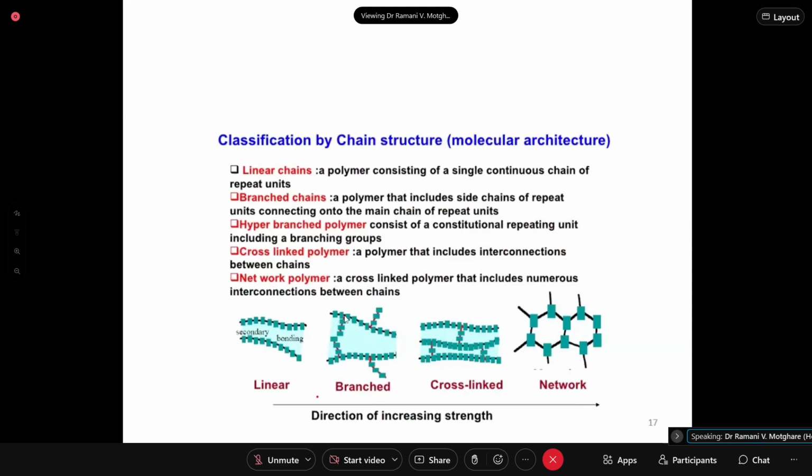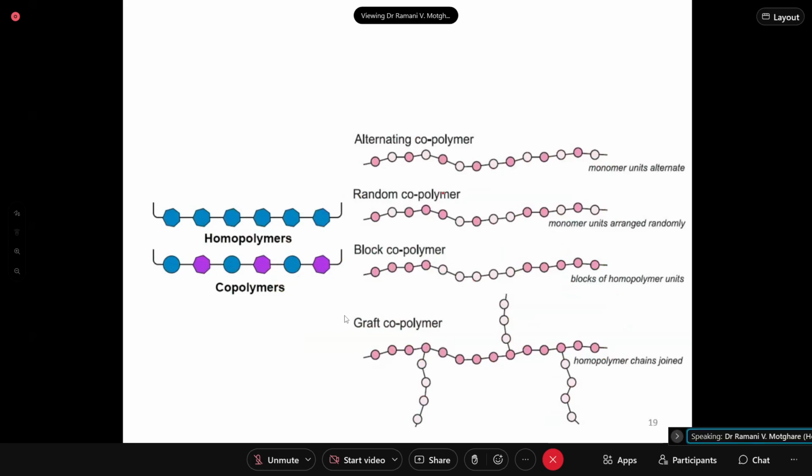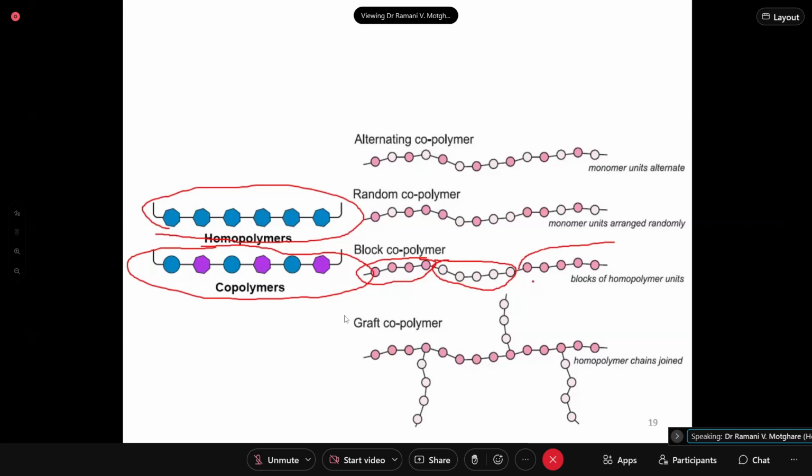Now the important part that can be asked: linear polymers, then you have branched polymers, then cross-linked and highly cross-linked three-dimensional networks. Then you can have a homopolymer and a copolymer. A copolymer can be a block polymer, graft polymer, alternating or statistical. So that is the example of a homopolymer. All the repeating units are of the same type, whereas in a copolymer, the repeating units are of different types. When you talk about block, there are blocks of one type, then another type. So this is how they are arranged.